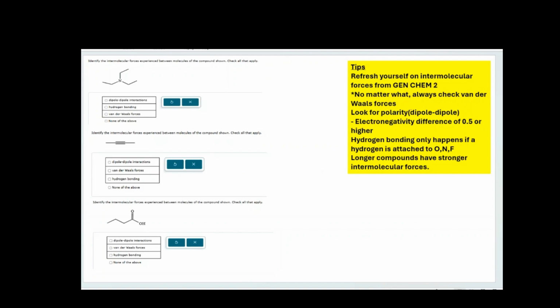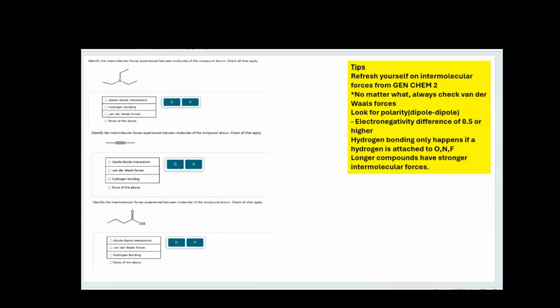Next, we look for polarity. Again, when we have polarity, which is a difference of 0.5 in the two electronegativity values, then it's going to be dipole-dipole. And then at the end, you want to do one final check just to see if you have a hydrogen attached onto an oxygen, nitrogen, or fluorine. And that's really the only tips. We can kind of ignore this bottom one right here. But let's look at the compound.